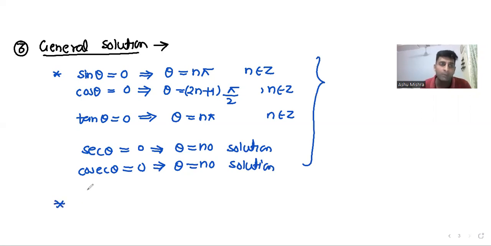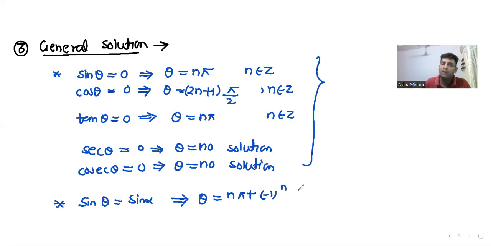After that, we should remember one more important thing. If sine theta is equal to sine alpha, then theta will be equal to n pi plus minus 1 to power n of alpha. If cos theta is equal to cos alpha, then theta is equal to 2n pi plus minus alpha.